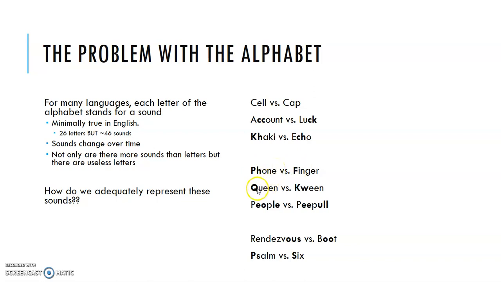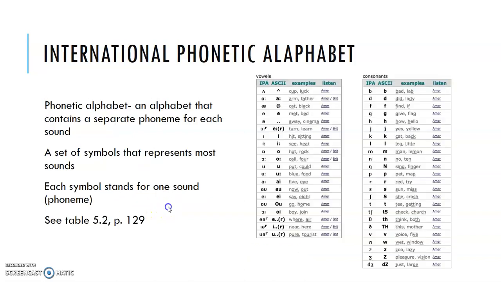Another problem is really the letter Q. We don't say queen, "Q-een." We say "k-ween," which is two different phonemes or two different speech sounds for one letter. So how do we adequately represent these sounds? And that's by using the International Phonetic Alphabet.